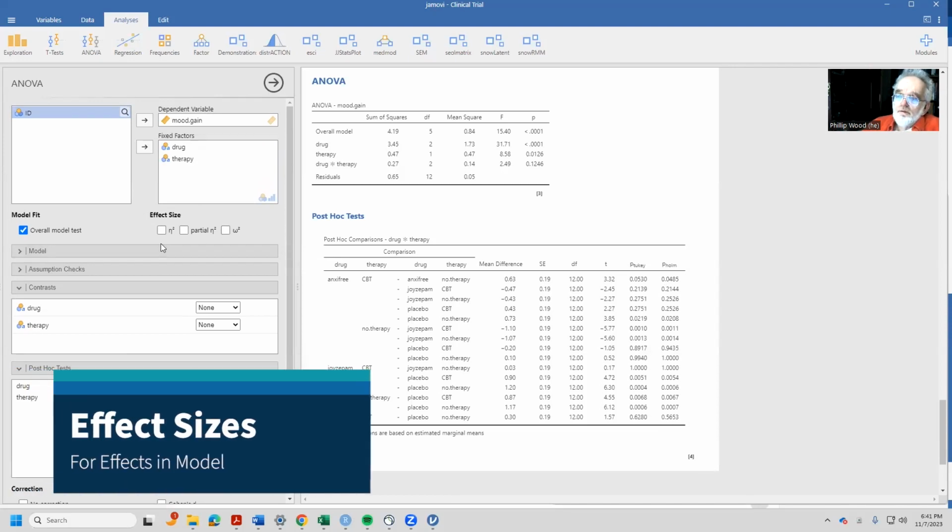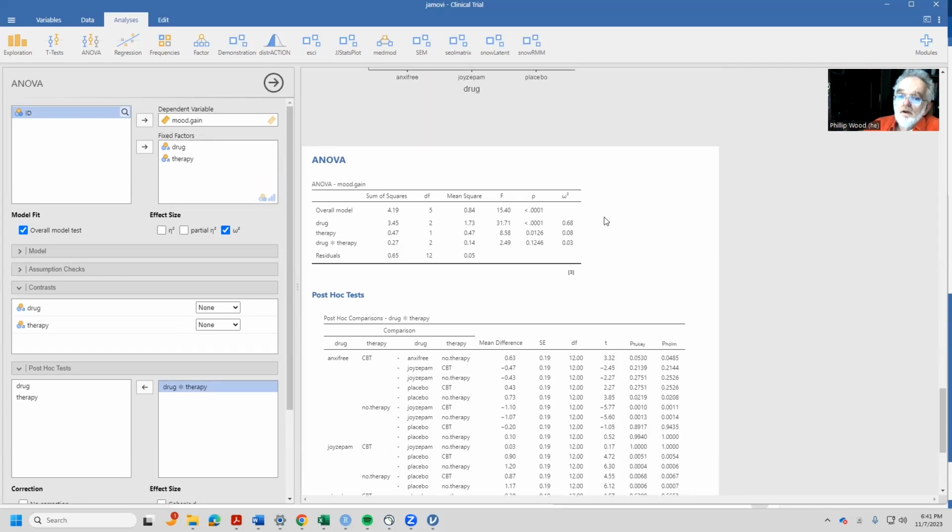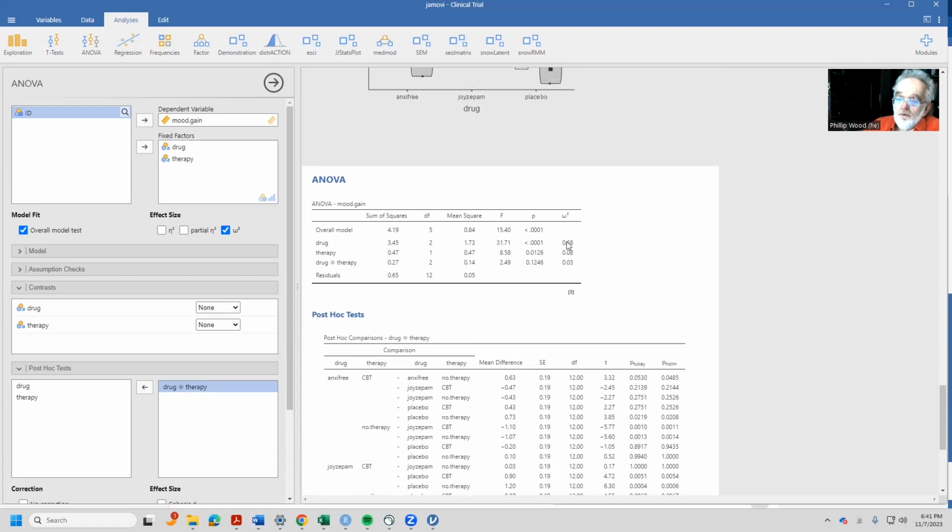Just as with correlation coefficients, where we have an R, and t-tests, where we have a D statistic, we can also have effect sizes. So in an analysis of variance with a small sample, we're probably better off looking at omega squared. So up here, you'll see the omega squared, which is an estimate of the proportion of variance in gain accounted for by the various sources of variance in the model.